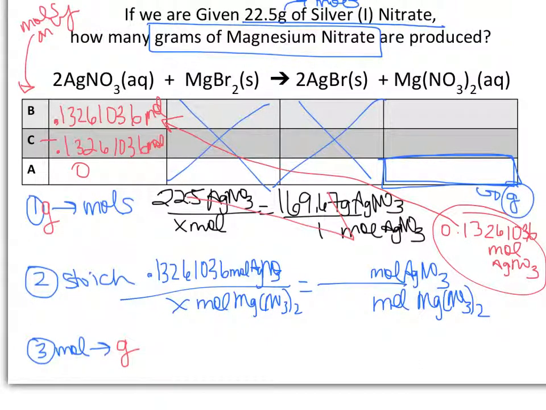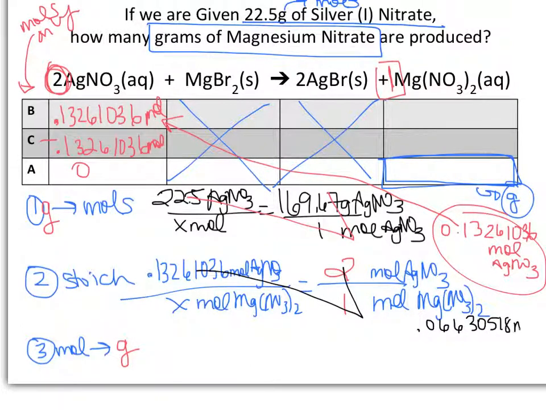Now we're going to fill in those numbers. Where those numbers come from is that it's 2 silver nitrate for every 1 magnesium nitrate. Now we could go ahead, cross multiply, and divide. The answer here is going to be 0.066300518 moles of magnesium nitrate.